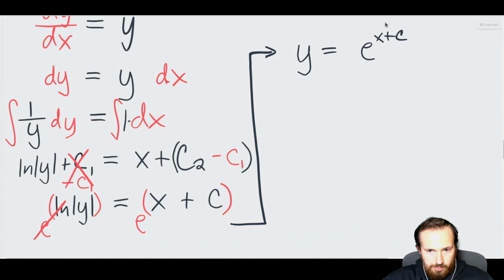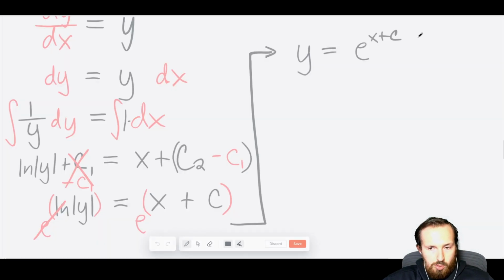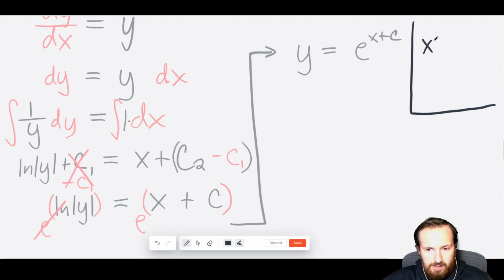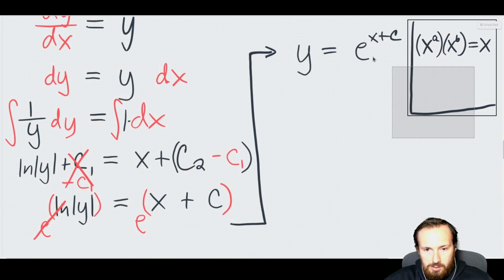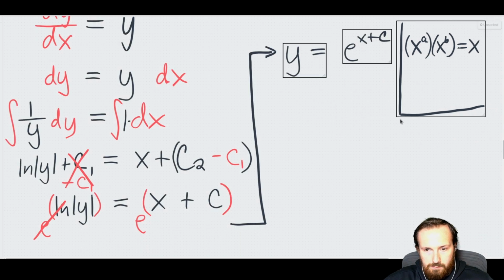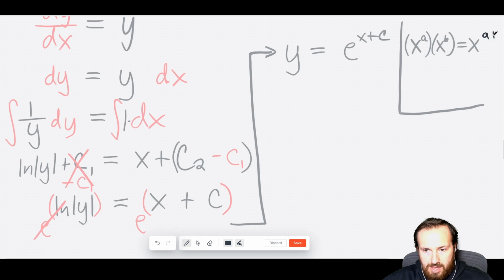So there you go. That's the answer. Now, even though this is the answer, we can still simplify it a little bit more. So for example, think about this exponent property. If I have something x to the power a times x to the power b, there's an exponent property that says that whole thing you can instead think of as x to the power a plus b.